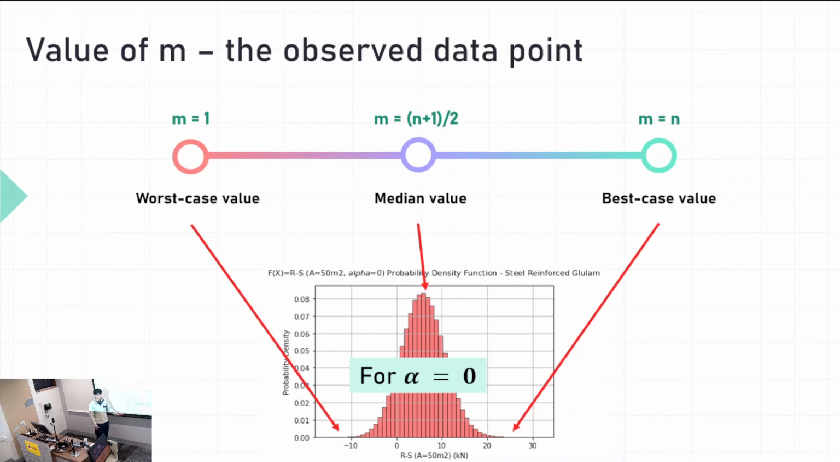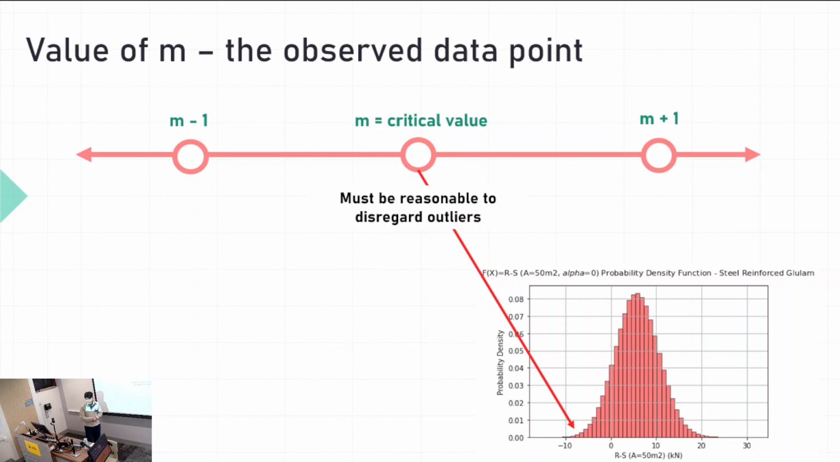So you can imagine on this roughly normally distributed curve that it might look something like this when we're pointing out those values. But we basically want this observed data point to inform our decision on phi, or the probability of failure, right? So how do we do that? We have to set M as a critical value at some point, such that extreme outliers are disregarded, but the majority of data points are considered.